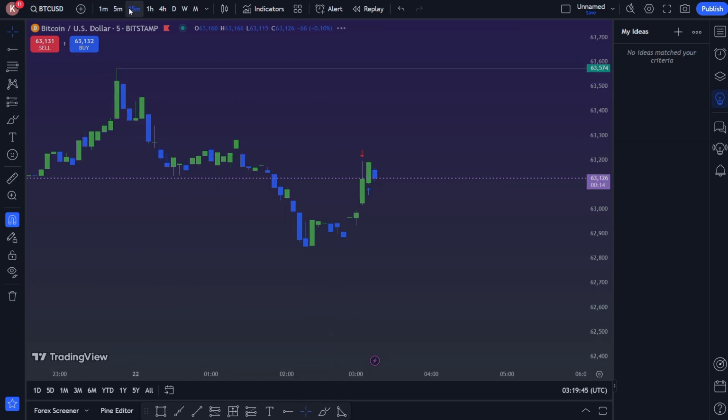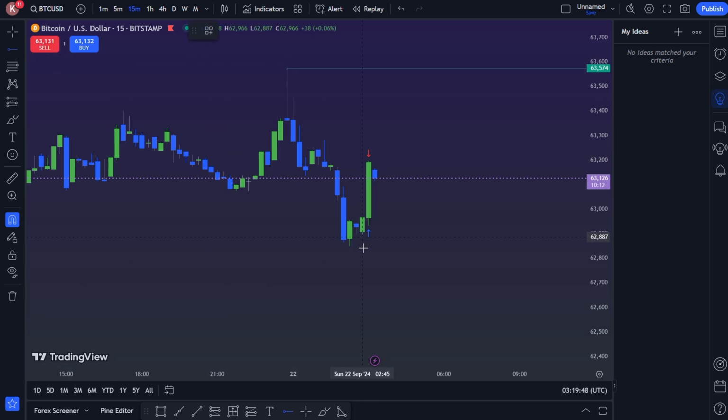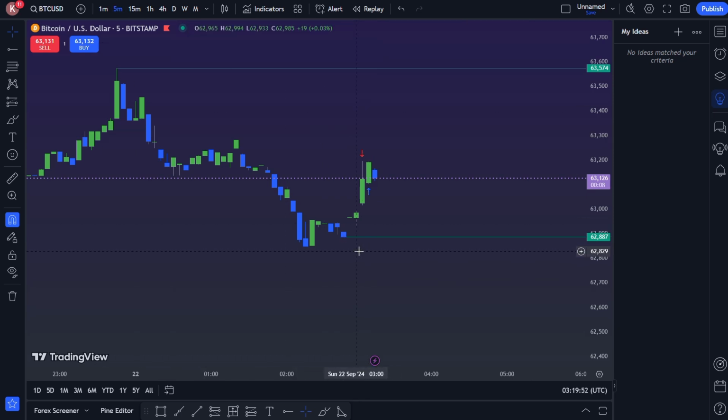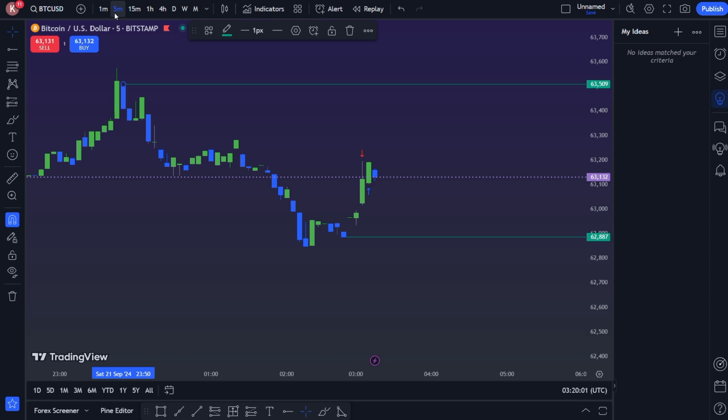Now let's do the same thing. Go back to the 15. Here is another level. It's a correct level. Same thing, it makes sense. It's not interfering like this, right? Let's just say let's do this. This is a correct level, right? Now let's go to the 15.